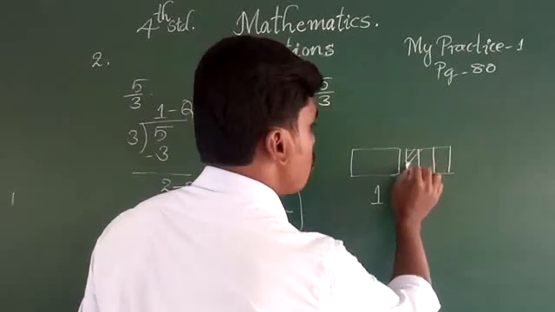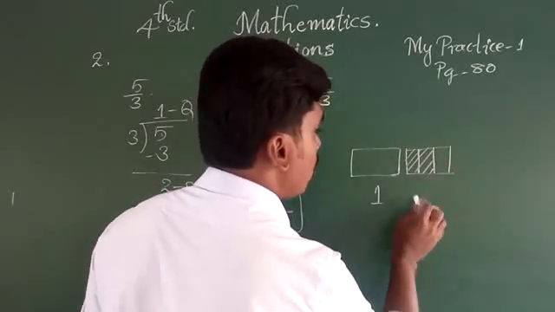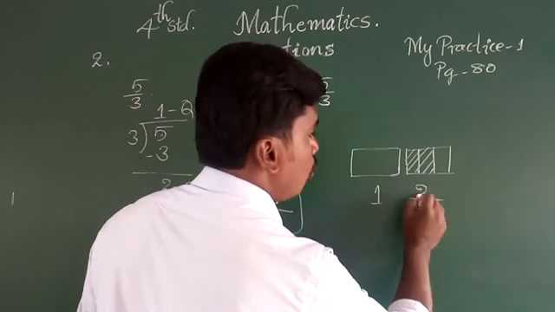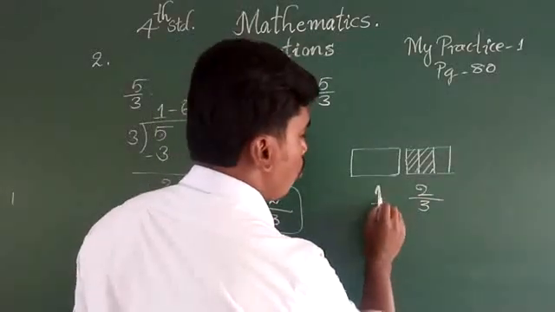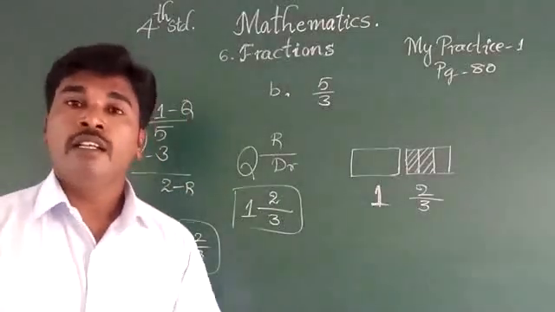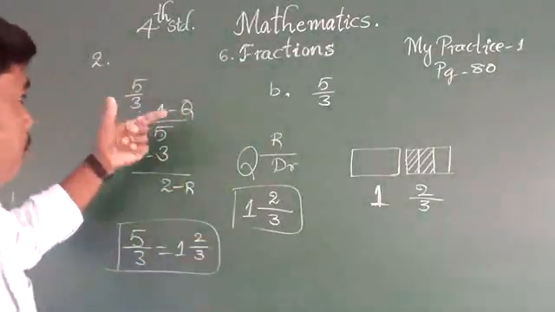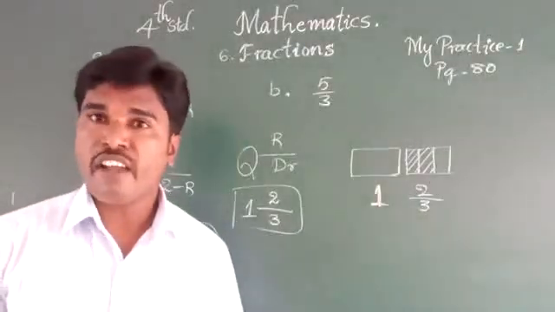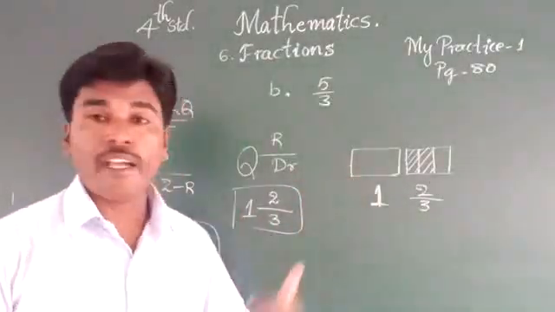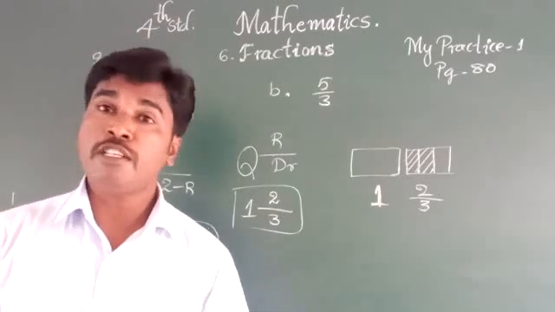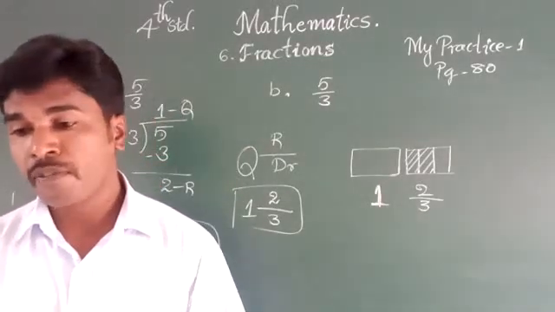Out of 3 parts, 2 parts are shaded. So it can be written as 3 in the denominator, 2 in the numerator. So 1 and 2 by 3. So this is the representation of improper fraction to mixed fraction, shown diagrammatically. So I hope you will finish first main as well as second main.